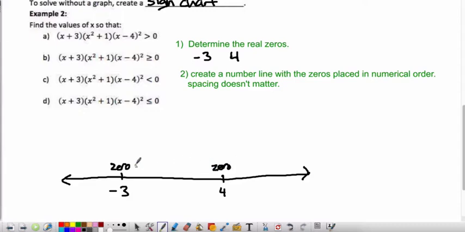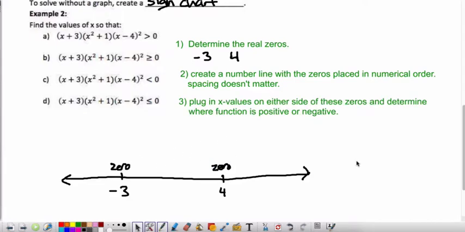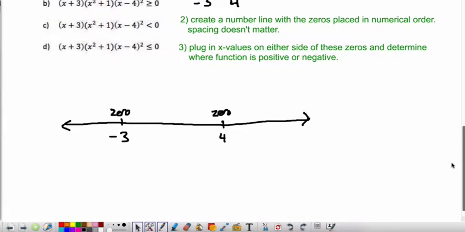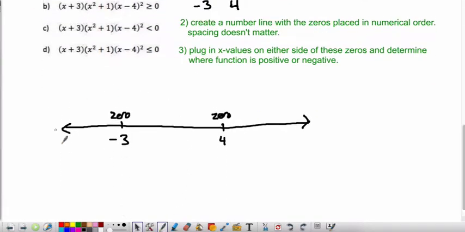Okay, next you're going to plug in x values on either side of these zeros and determine where the function is positive or negative. That's one sentence for a whole lot of things that are going to happen down here. So when you go to do the "For You to Try," if you need to, just rewatch what I do here. Eventually you'll know what you're doing, and this will just be a hint to get you started.